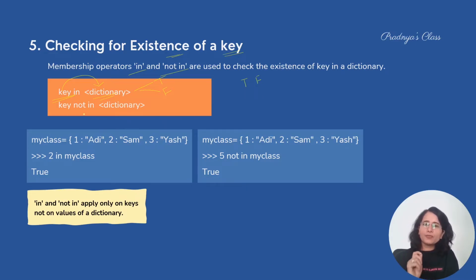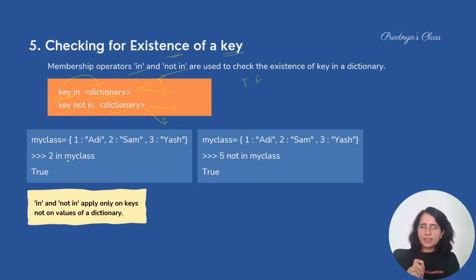Similarly, we can use the not in operator. The not in operator is just the reverse of in. So: key not in dictionary. If it doesn't exist in the dictionary, it will give true. If it exists in the dictionary, it will give false.